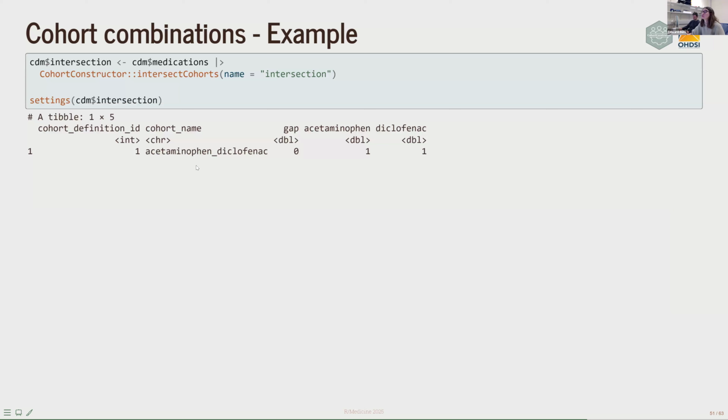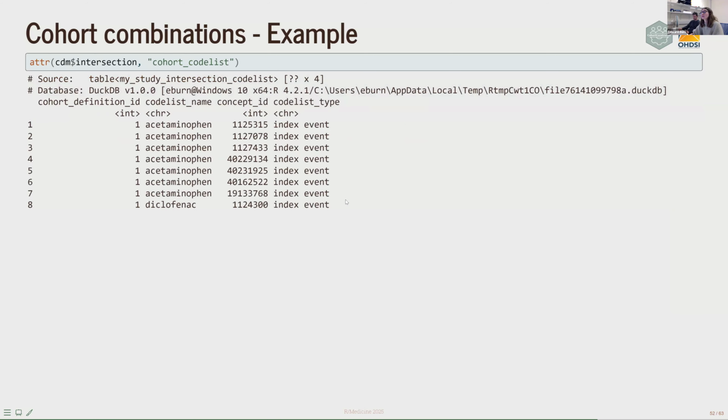And basically, this can be done with the function intersect cohorts. You can see for this new cohort intersection, the settings is now only one cohort that has both acetaminophen and diclofenac. And in this case, the cohort code list has been updated. Before, diclofenac had an ID 2 because it was the second cohort, but here, as this is one cohort of intersections, it all corresponds to the same ID.